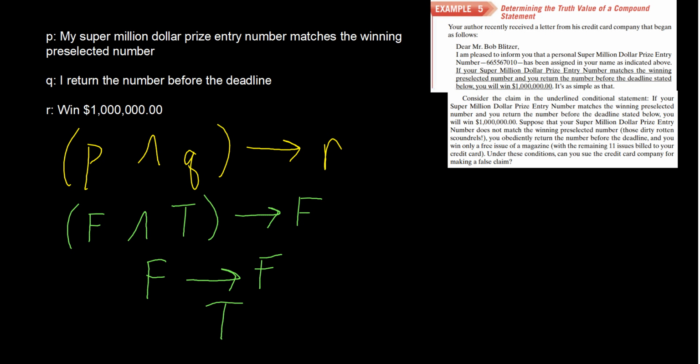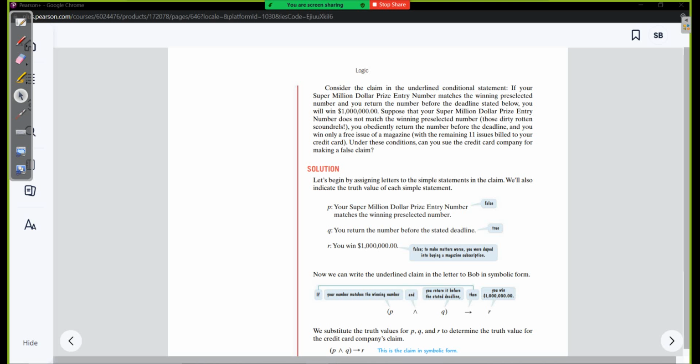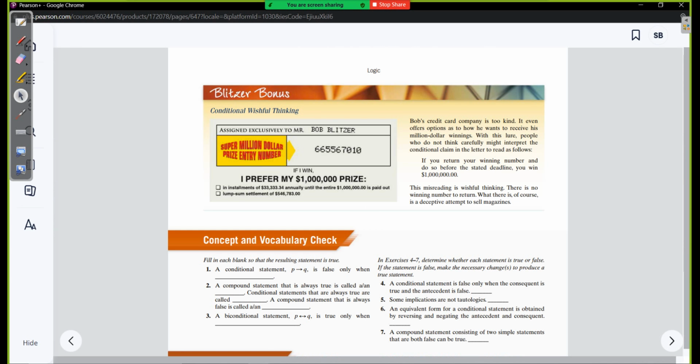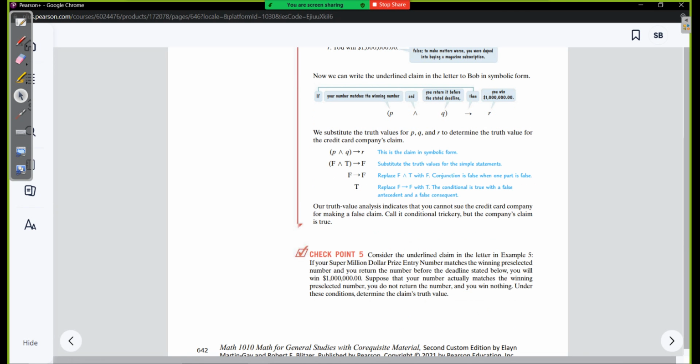So it looks like what they're claiming here, all right? Well, you're not going to be winning $1 million, and you're probably going to have to be paying for 11 months of a magazine. It's not really a false claim, because their claim, if we break it down logically, is true, right? Their claim is true, but you're still going to be out 11 months' worth of payments, and I guess that's it. All right, so that concludes today's lecture.